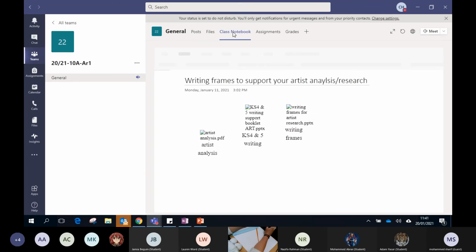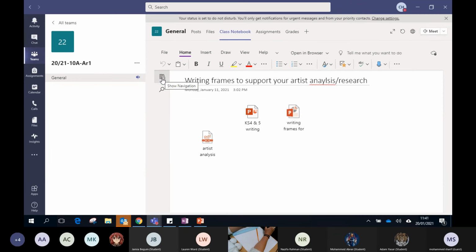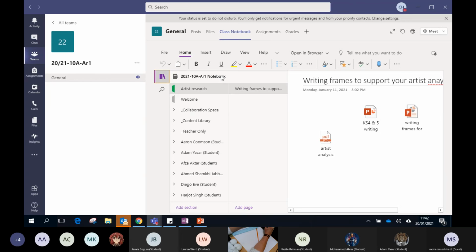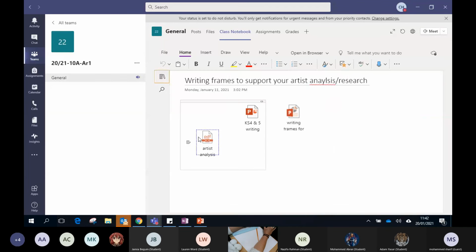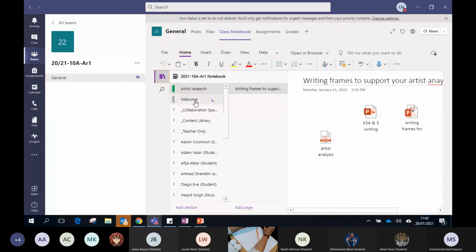Okay, now this is where, so here on class notebook, you'll click on class notebook, and then there's like three, I term them like books on a shelf. And you can see there that you've got a section for artist research. All right. So your artist research there, you've got the writing frames. So you've got there, it's how to analyze artist, key stage four writing. You may want to look at all of these. They are different. Okay. So you've got the three different ways of analyzing art there. You need to look at those separately. I'm just telling you where you can find things.